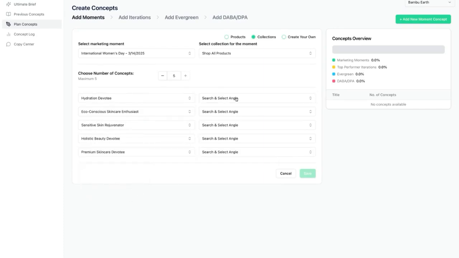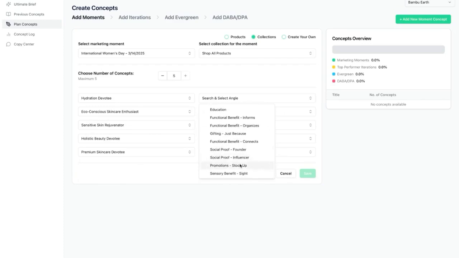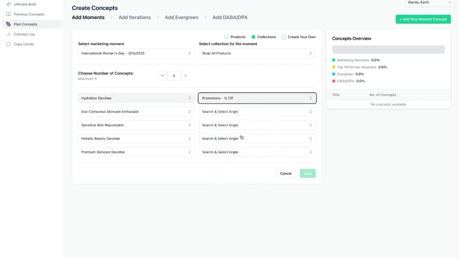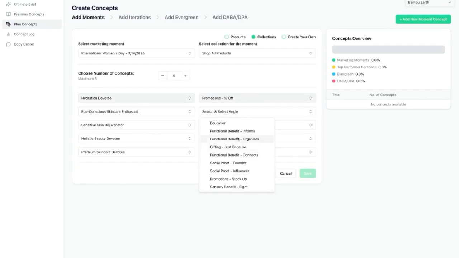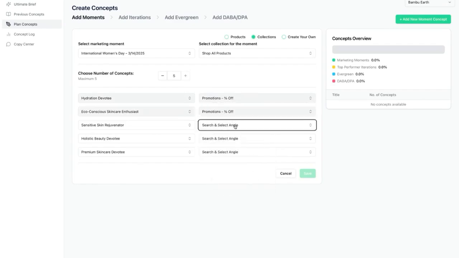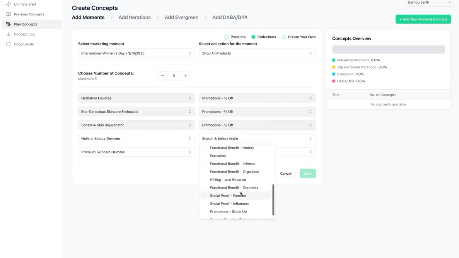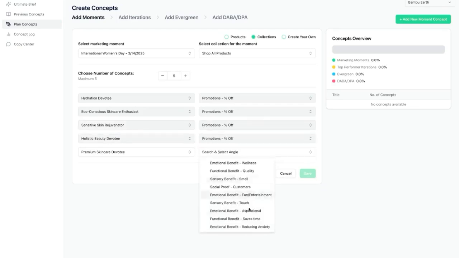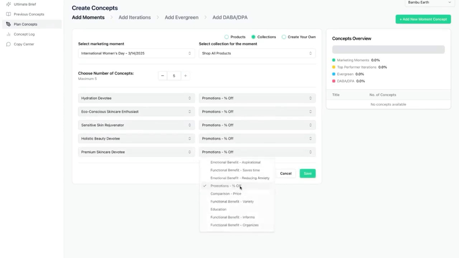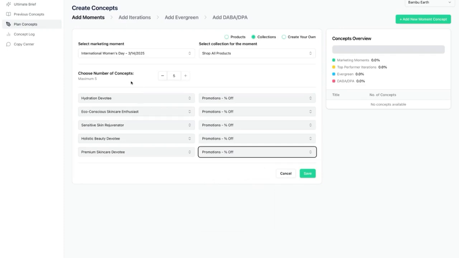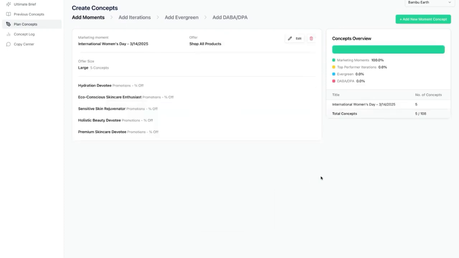Okay. And in this case, the angle I'm going after is related to promotion, right? This is a sale moment for this brand. This is not an evergreen offer. This is a promotion. So the value proposition, the angle to these individual customers is different, in this case percent off. Boom. I've got 5 of those. Okay. I save that. Great. So now I've got 5 of my 108 concepts for the month planned.